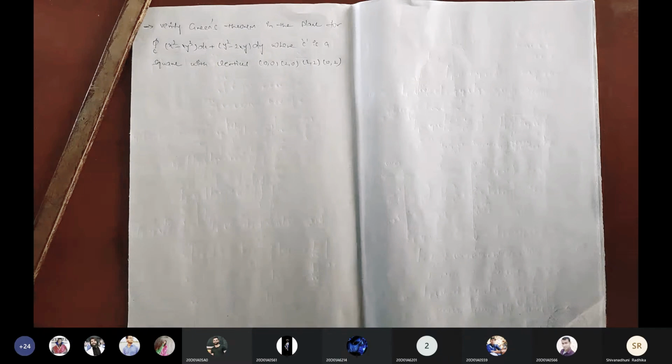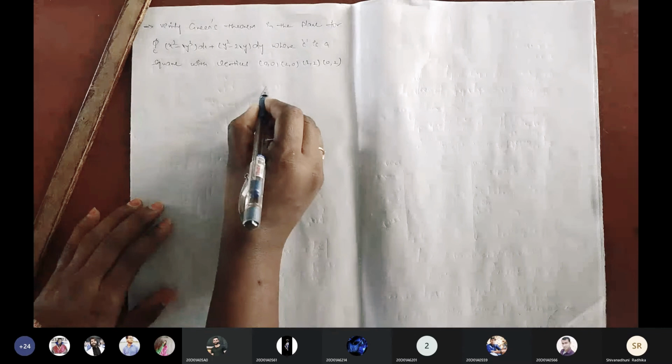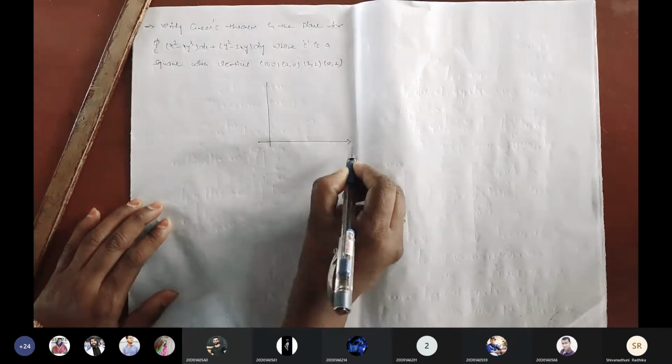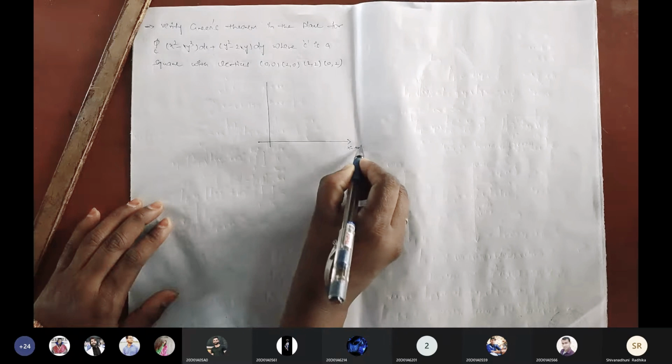Now in this, we are going to find the LHS and as well as the RHS. Now we need to show the given LHS and RHS are equal. Clear? First of all, we have to draw the graph using these points. Okay, see, I'm going to take the x-axis and y-axis first. Here this is the x-axis. Clear?